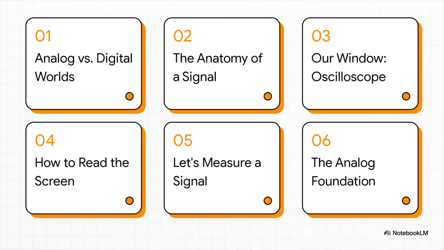So, here's the roadmap for today. We're going to start with the big picture, analog versus digital. Then, we'll break down what a signal actually looks like. After that, we'll get hands-on with our main tool, the oscilloscope, learn how to read it and even measure a signal. And finally, we'll wrap up by talking about why all of this is so important. Sound good? Let's jump in.